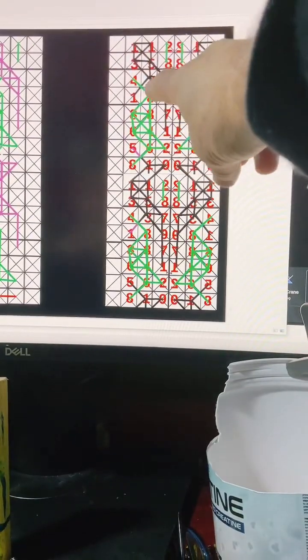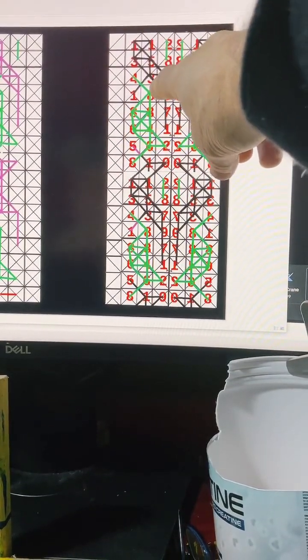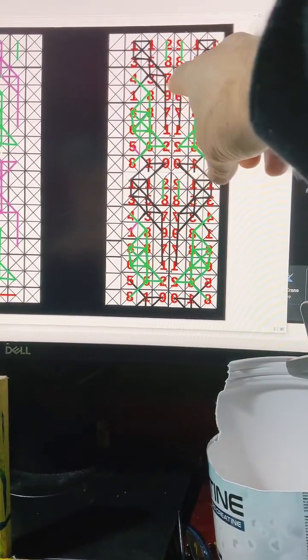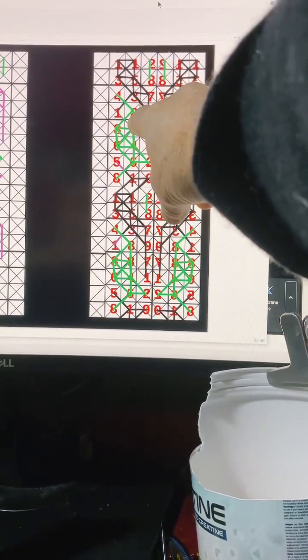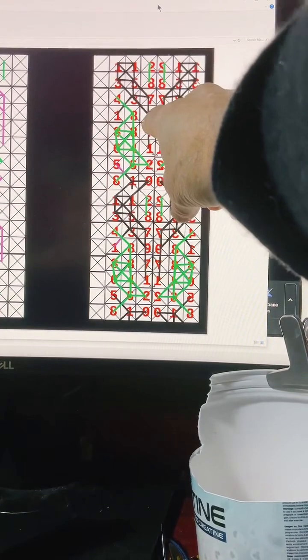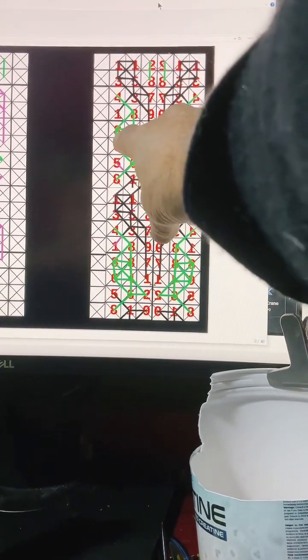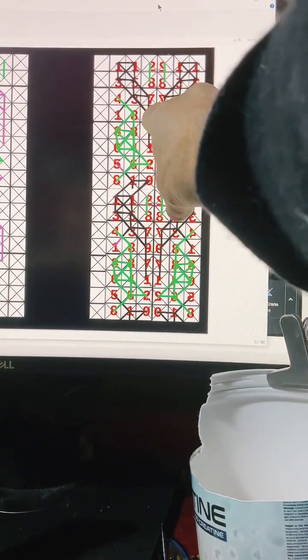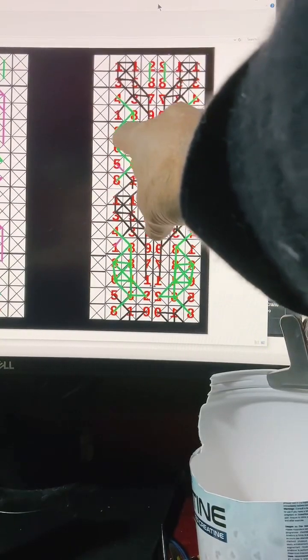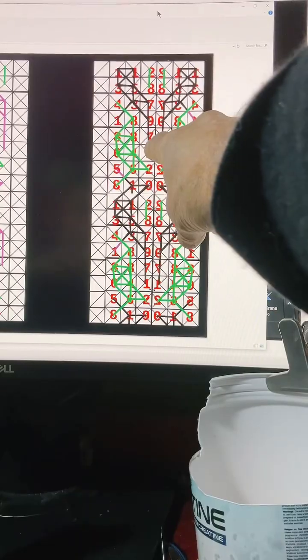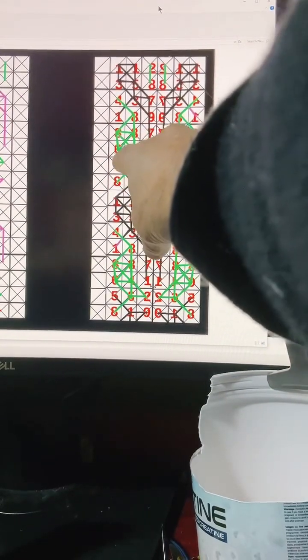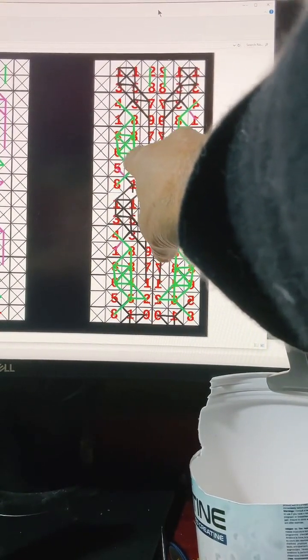1 and 3 is 4. 4 and 8 is 12. 1 and 2 is 3. 3 and 4 is 7. 7 and 3 is 10. 1 plus 0 is 1. 1 plus 7 is 8. 8 plus 1 is 9. 9 plus 8 is 17. 1 and 7 is 8. 8 and 9 is 17. 1 and 7 is 8. 8 and 8 is 16. 1 and 6 is 7. 7 and 8 is 15. 1 and 5 is 6. 6 and 7 is 13. 1 and 3 is 4. 4 and 6 is 10.